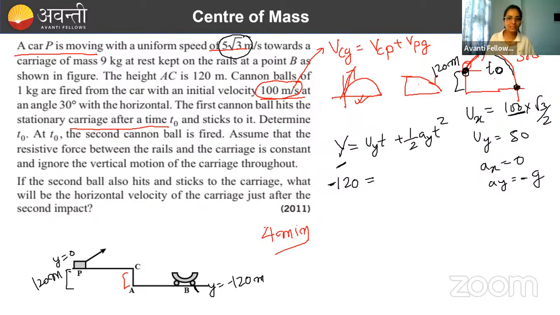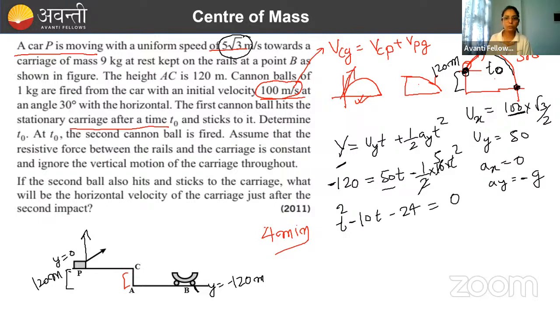-120 uy, initial velocity in the y direction is in upward direction. How much? It is your 50. So here I will write 50t plus. Ay is how much? That is your 10t square. Something like this we are getting, right? So if you cancel 5 from everywhere, what will remain here? -24. This will be 10 and this will become 1. Let me bring t square here. So t square minus 10t minus 24 equal to 0.